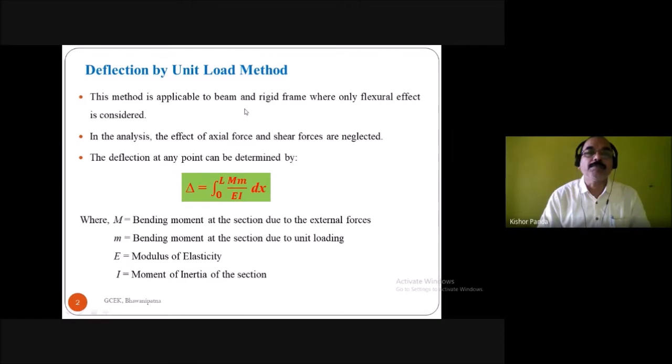This method is applicable to rigid frames where only the flexural effect is considered. In this analysis, the effects of axial force and shear force are neglected, and you can find the deflection at any point using this relation. Delta is equal to the integral from 0 to L of capital M small m by EI into dx.